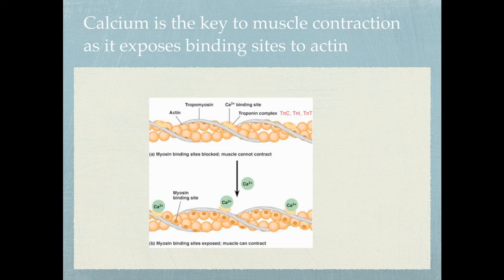So again, calcium is the key to muscle contraction. It exposes binding sites on actin. So we have actin covered up. Calcium is released into the cell. That binds to troponin, pulls tropomyosin off the actin binding sites, and now contraction can occur.